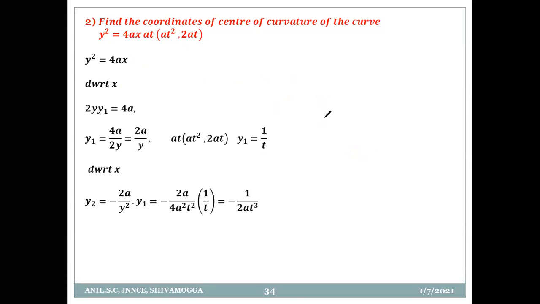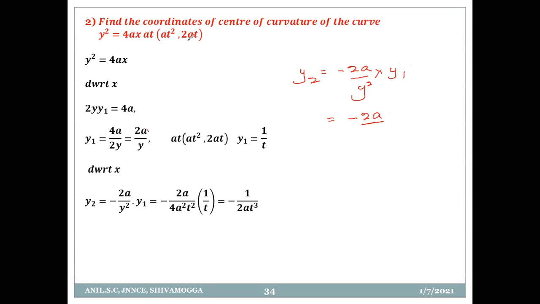Next we find y2. To find y2, differentiate y1 with respect to x. Derivative of y1 is y2. Here 2a is a constant, keep it as it is, and derivative of 1 by y is minus 1 by y square, and derivative of y is y1. Substitute. This is equal to minus 2a divided by y square.